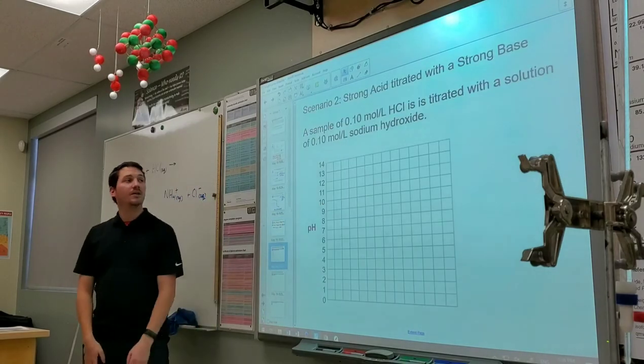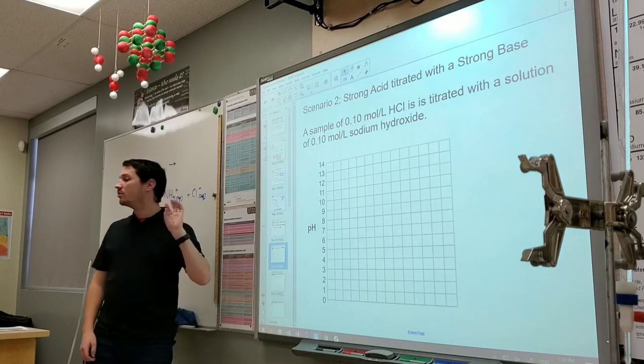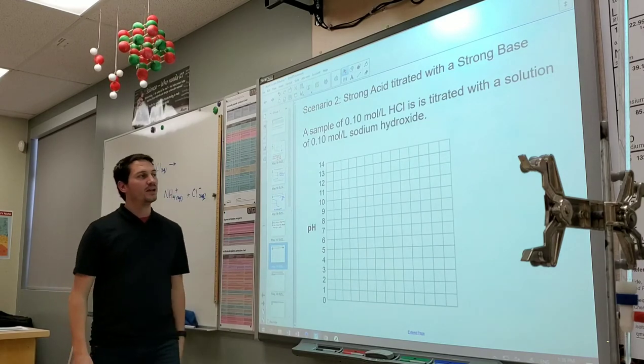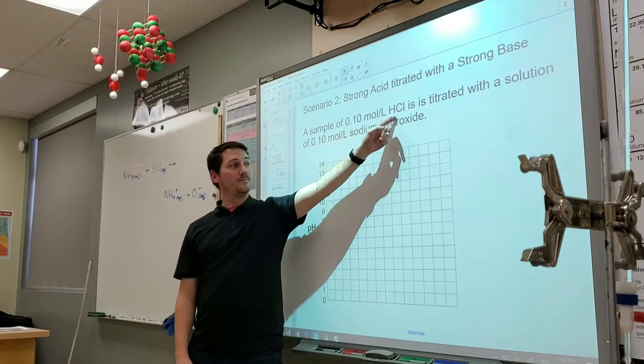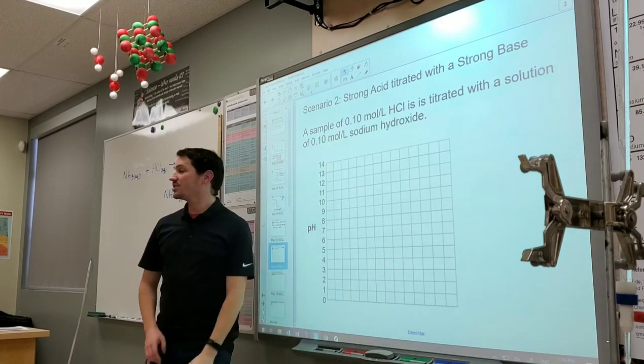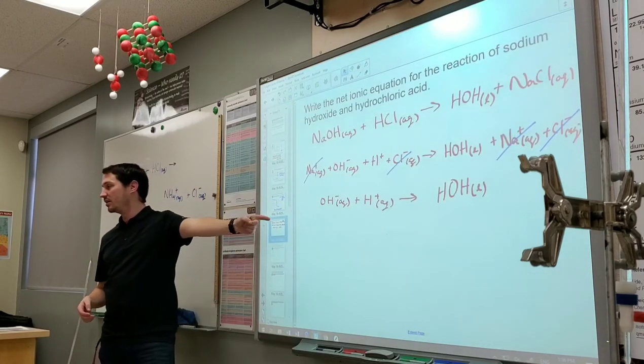Let's take a look at a strong acid titrated with a strong base. Remember, what are we adding together? What two things? HCl and sodium hydroxide. Is this basically the exact same reaction as here?